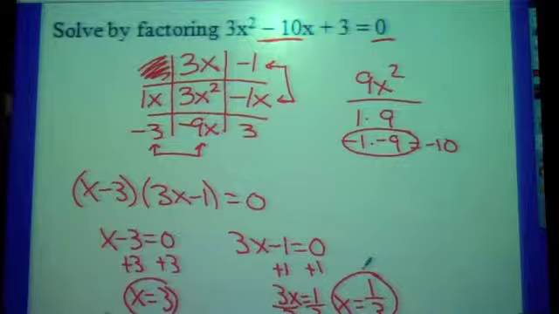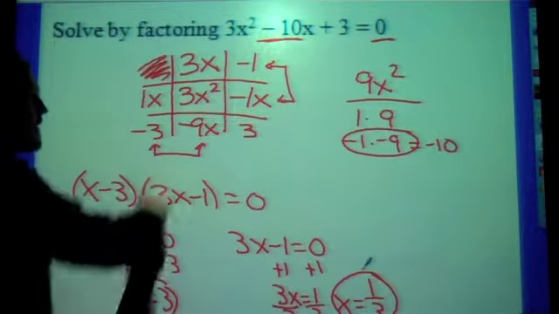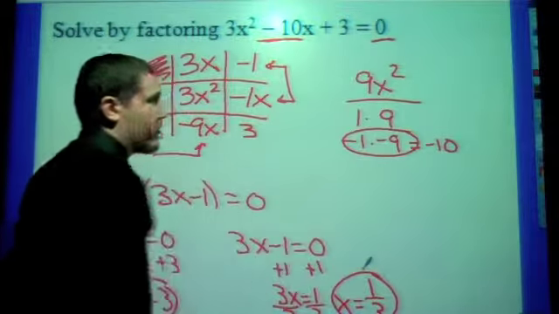Again, you should have two answers, 3 and 1/3. You can check your answers again by taking them, plugging them back in for x at the beginning of the problem, and making sure that it equals 0.